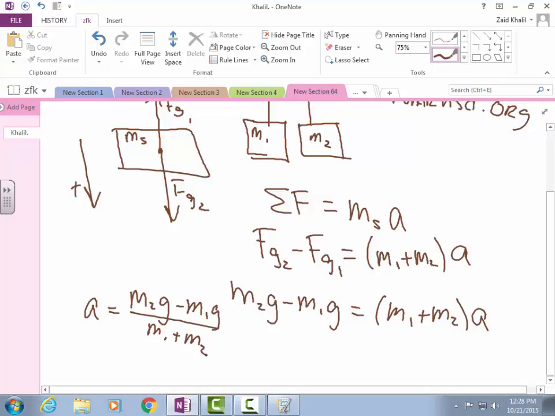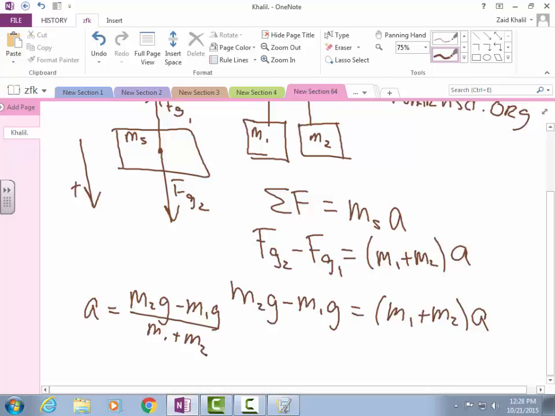Notice, what can I not solve for? Why? Why can't I solve for tension? Tension is an internal force to the system. It's internal to the system. What is the sum of all internal forces to a system? Zero. What is that called?